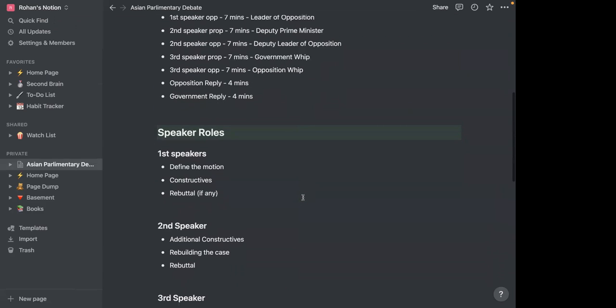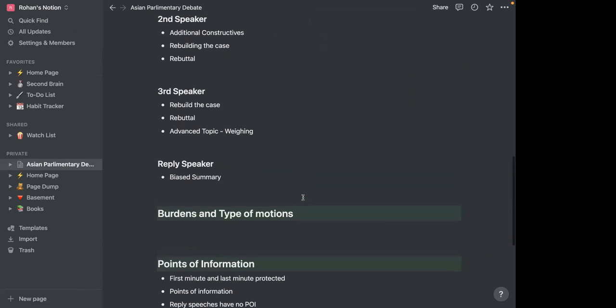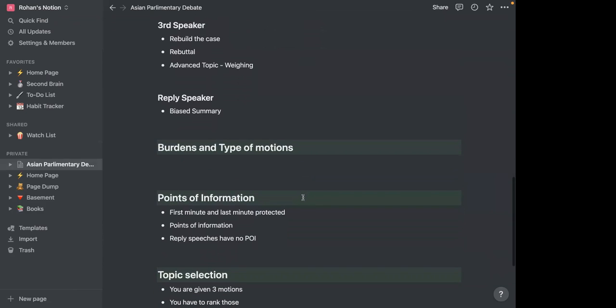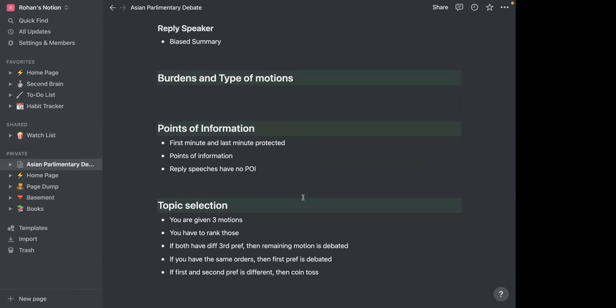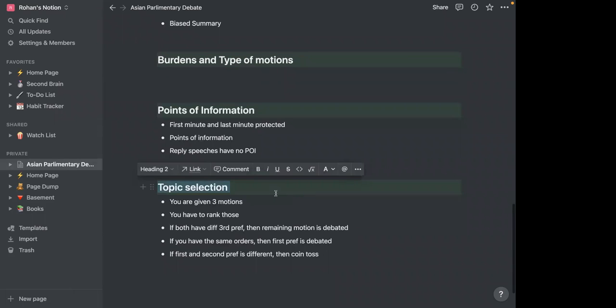Speaker roles in terms of what a first speaker is supposed to do, what a second speaker is supposed to do, what the third speaker does, and what a reply speaker does. Types of motions that I talked to you about, and what are the burdens associated with them, or what exactly you have to prove. Finally, points of information and how they're asked and answered, and topic selection, if you ever go through an Asian parliamentary debate, how you're supposed to choose what topic you're going to debate. That is pretty much it for this session.